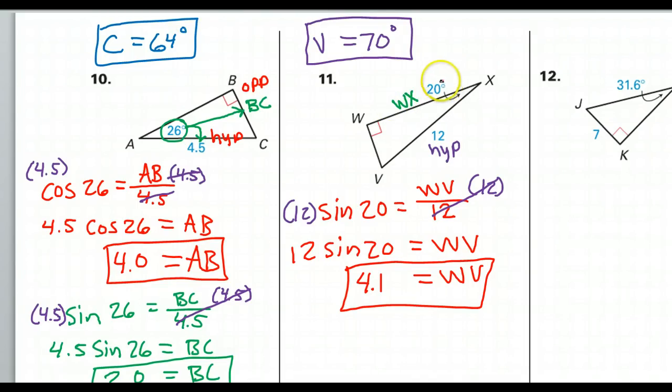Okay, now from the perspective of the 20 degrees, WX is adjacent, and 12 is still the hypotenuse. So adjacent and hypotenuse, that's the cosine function. Okay, so we will say cosine of 20 is equal to adjacent over hypotenuse, WX over 12.